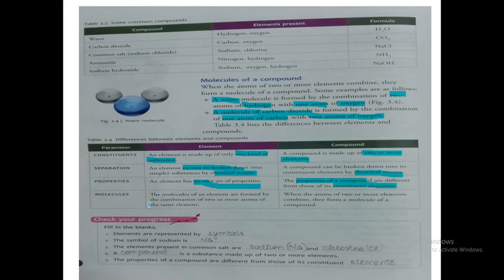Moving on to the molecules. The molecules of an element are formed by the combination of two or more atoms of the same element. It should be the same element, and it is formed by the combination of two or more atoms. But in the case of compounds, what happens? Two or more elements combine and form a molecule of what? A compound. Okay, so this was the difference between elements and compounds.